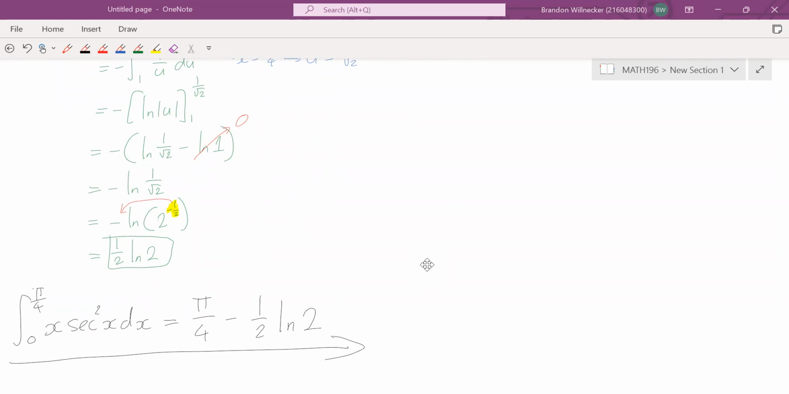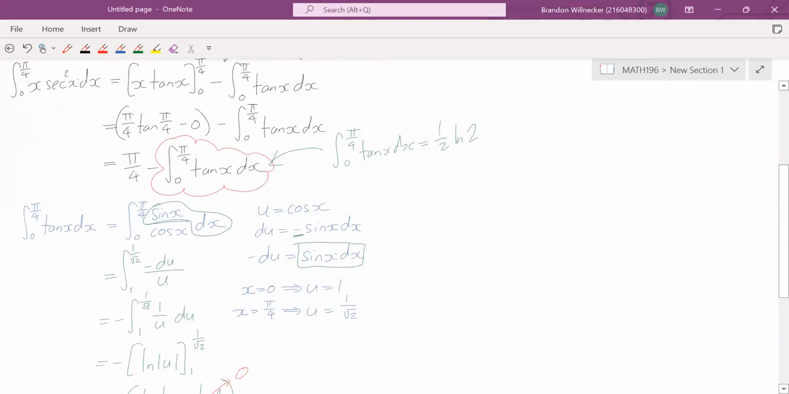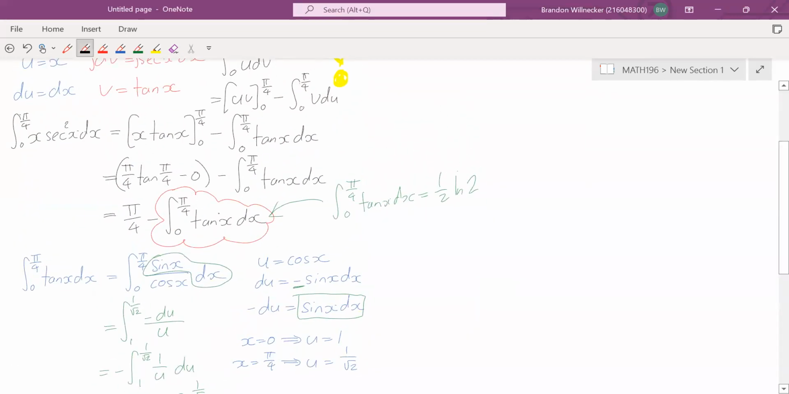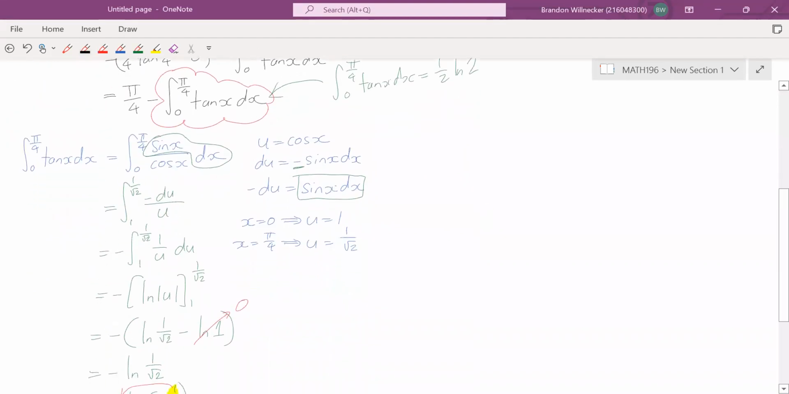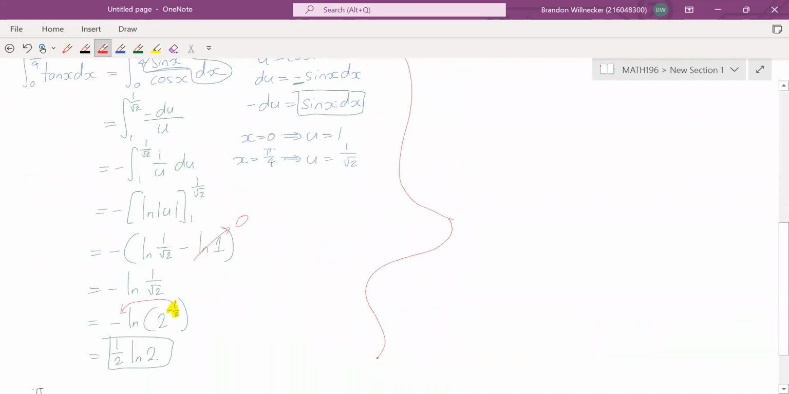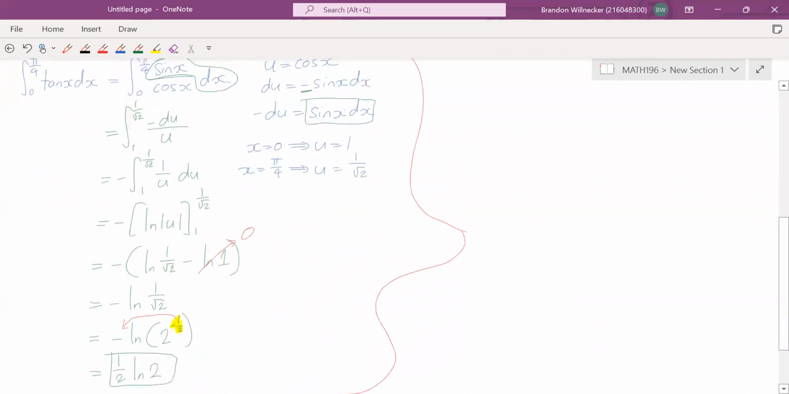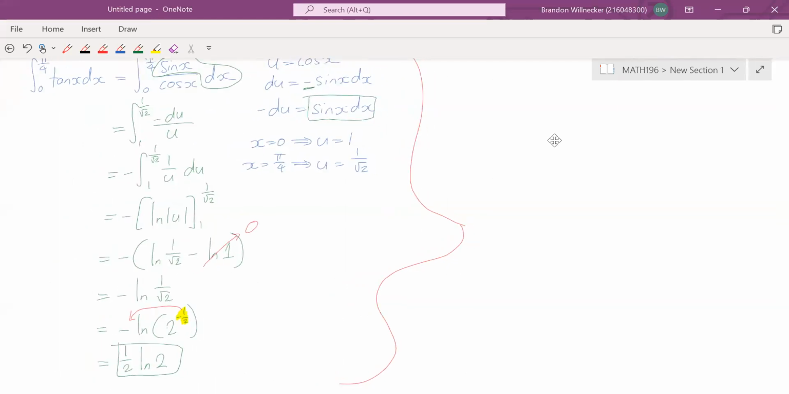I saw some people that posted solutions. They just wrote down straight what the answer was for the integral of tan. Please don't do that in the test, because all of this extra stuff here, this is all for marks as well. So you need to show all your working to get the marks.